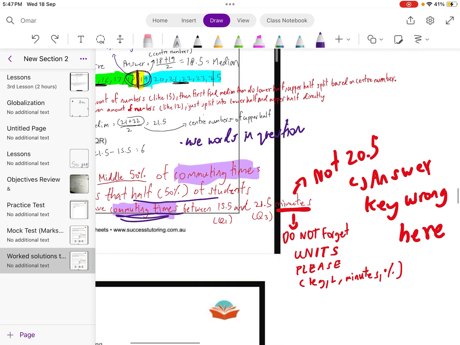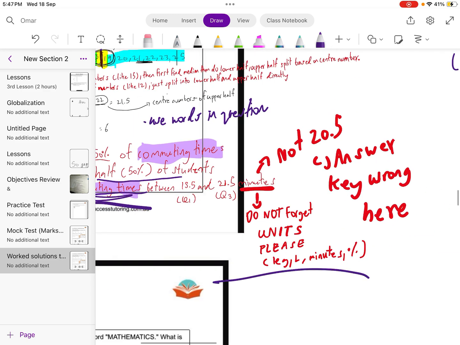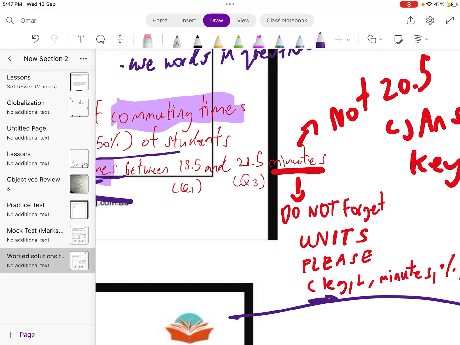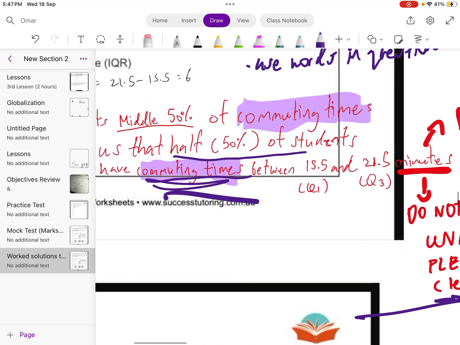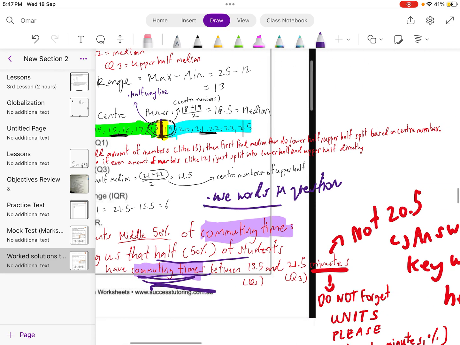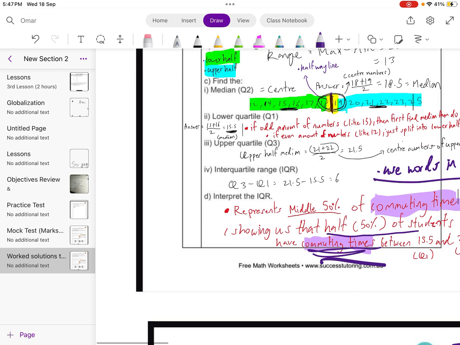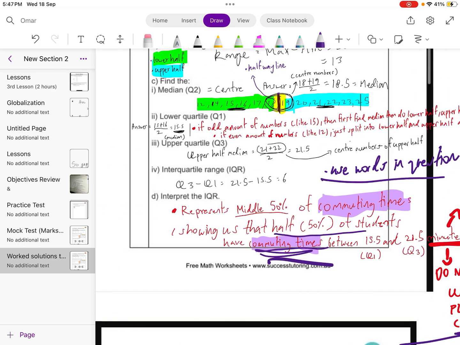Here in the answer key, it should be 21.5, not 20.5. And don't forget the units again: kg, L, minutes, percent. Don't forget the units. And use the keywords, use words in the question. Like commuting times, use the words commuting times here. Yeah, that's pretty much it, okay?